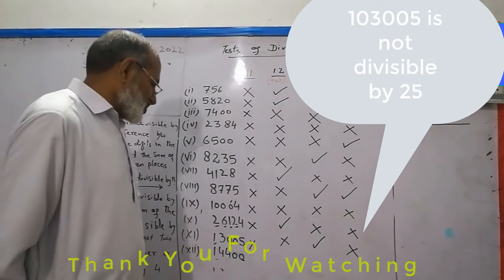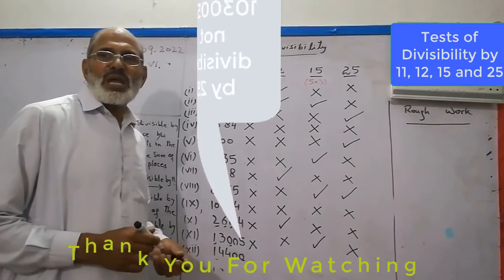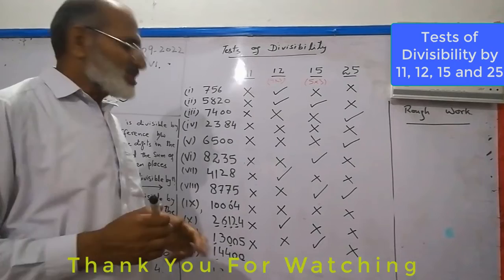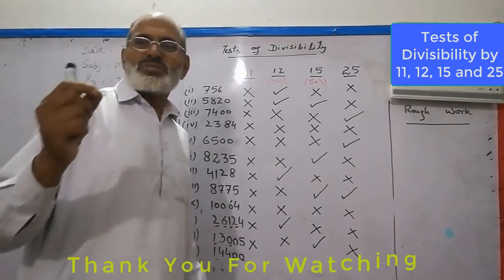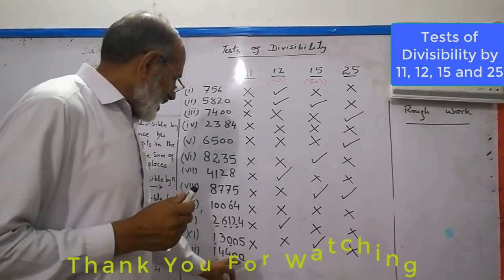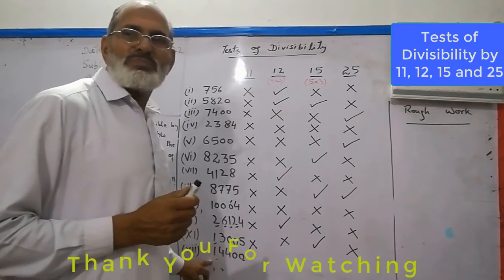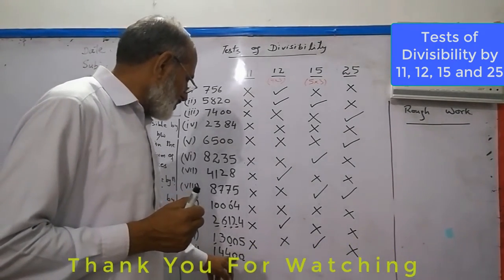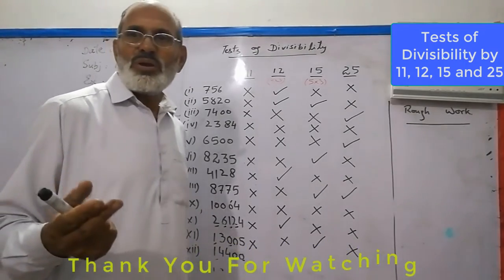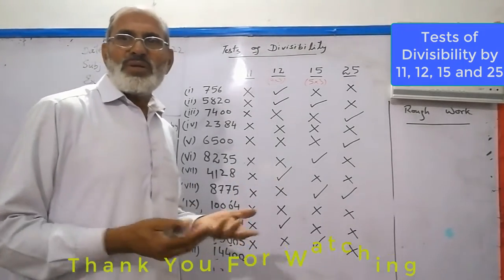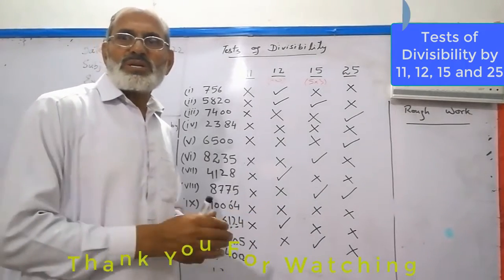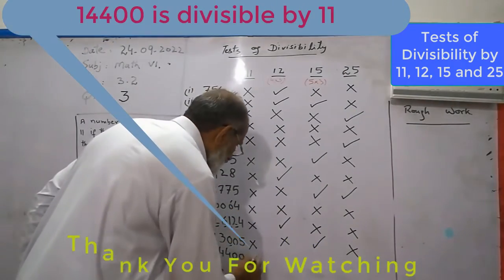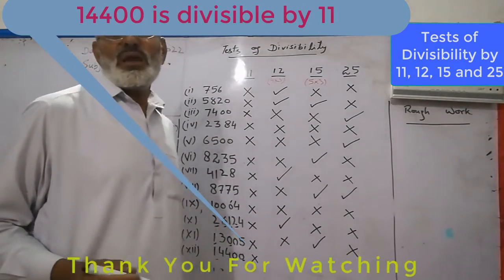Coming to the last one, that's 14,400. If I take the sum total of the digits at the odd places, they are 0, 4 and 1, becomes 5. And if I take the sum total of the digits at the even places, 0 and 4 becomes 4. If you subtract 4 from 5, the answer is 1. So both of the conditions are not met. Again, this value is not divisible by 11.